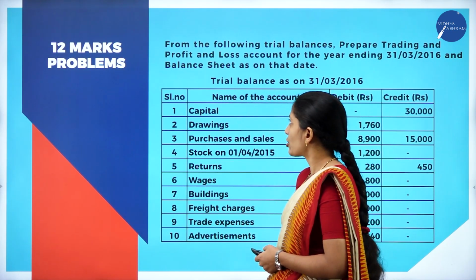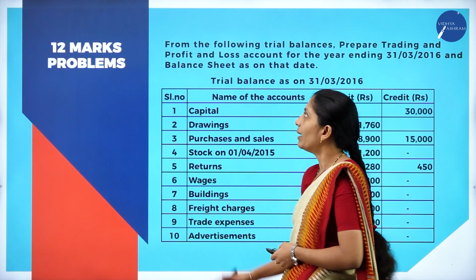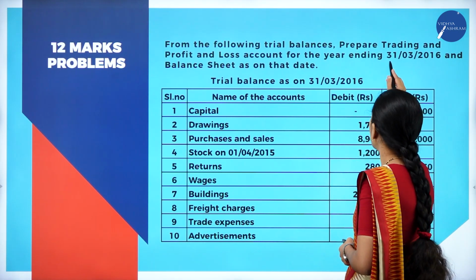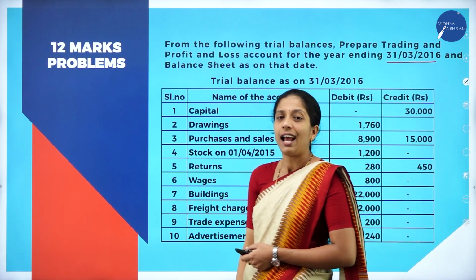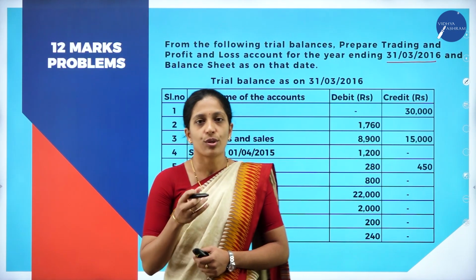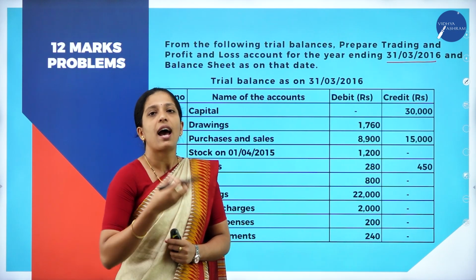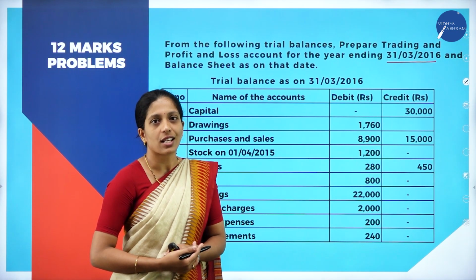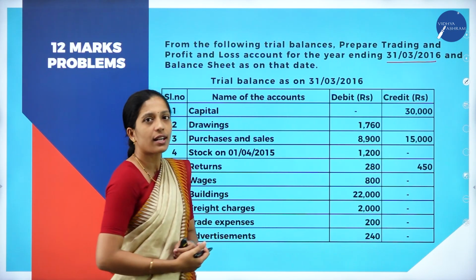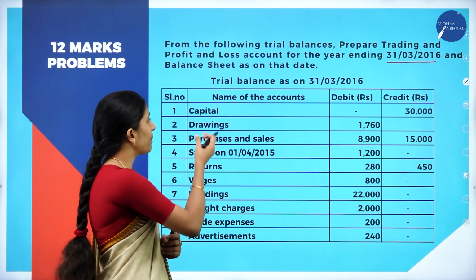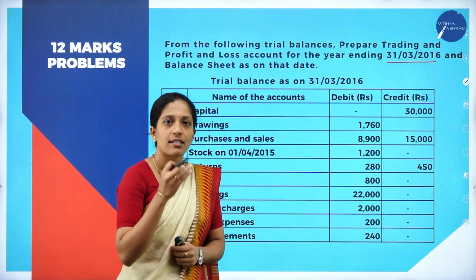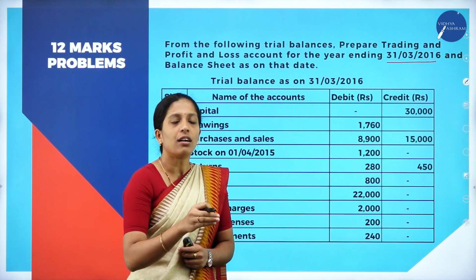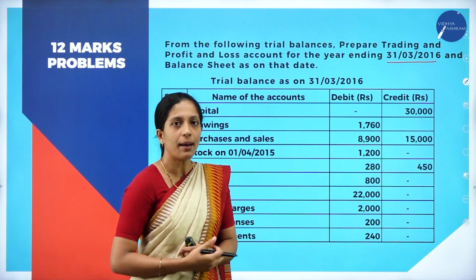Okay, so we shall begin the session. This is a question paper problem. From the following trial balance, prepare trading and profit and loss account for the year ending 31st March 2016 and balance sheet as on that date. They have given us the trial balance as well as a few adjustments, where they are asking us to prepare trading and profit and loss account and balance sheet on 31st March 2016. Now you would be familiar, by seeing the trial balance itself you can segregate where these accounts have to be recorded, whether it is in trading account or in profit and loss account or in the balance sheet.